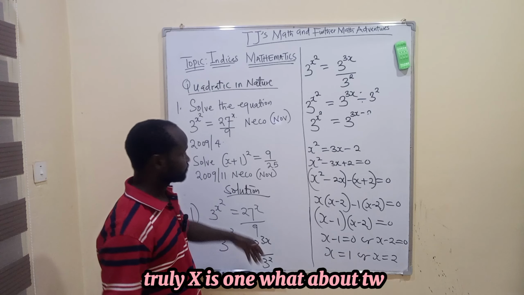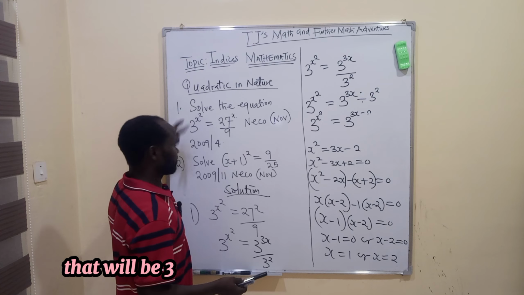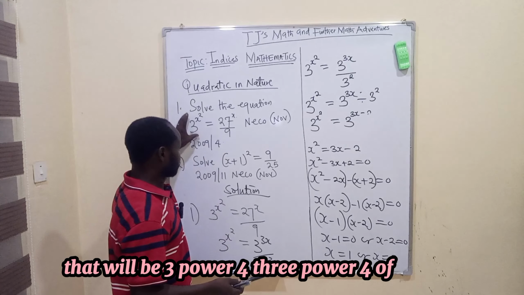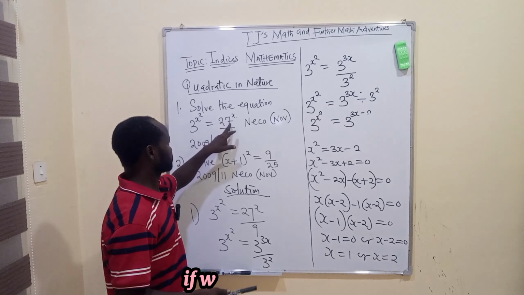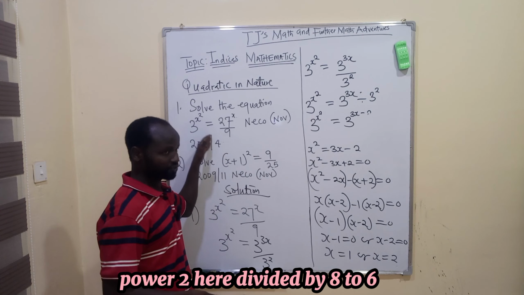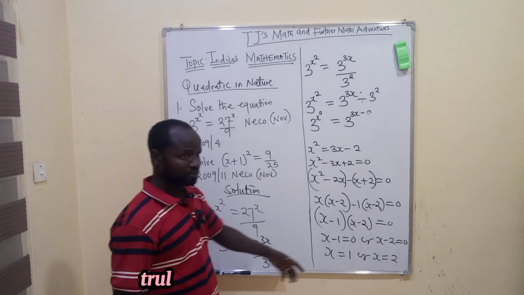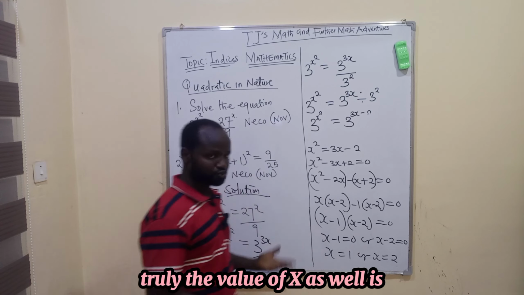What about 2? If we put 2 here, 2 power 2 is 4. That will be 3 power 4. 3 power 4, of course, is 81. Okay, if we put 27 power 2 here divided by 8, it will still give us 81. The left hand side and the right hand side are the same. So truly, the value of x as well is 2.